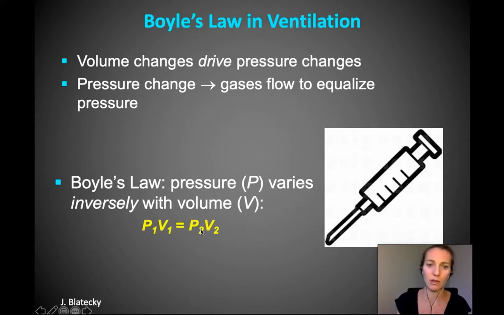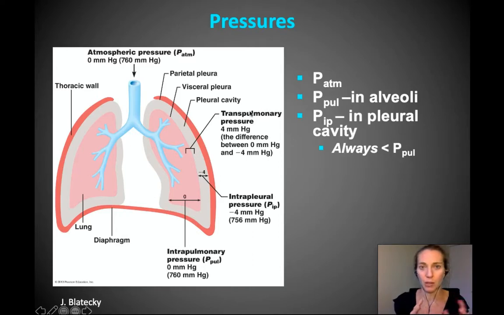And with Boyle's law, here's the formal equation, and you can just as easily think about it in the terms that I've laid out here. So pressure varies inversely with volume. As one goes up, the other goes down. That's it. And it's an intuitive process if you think about some of the examples that I've just given. But with breathing, with our ventilation, it's these volume changes that drive these pressure changes. And then these pressure changes are going to cause gases to flow so that they can come to an equilibrium. Here, I want to define some terms just with these various pressures before we get going.